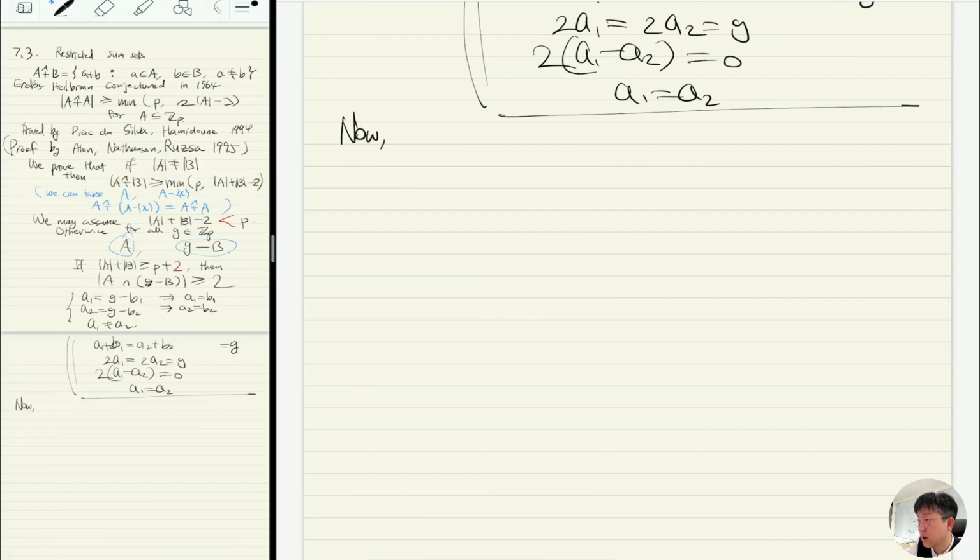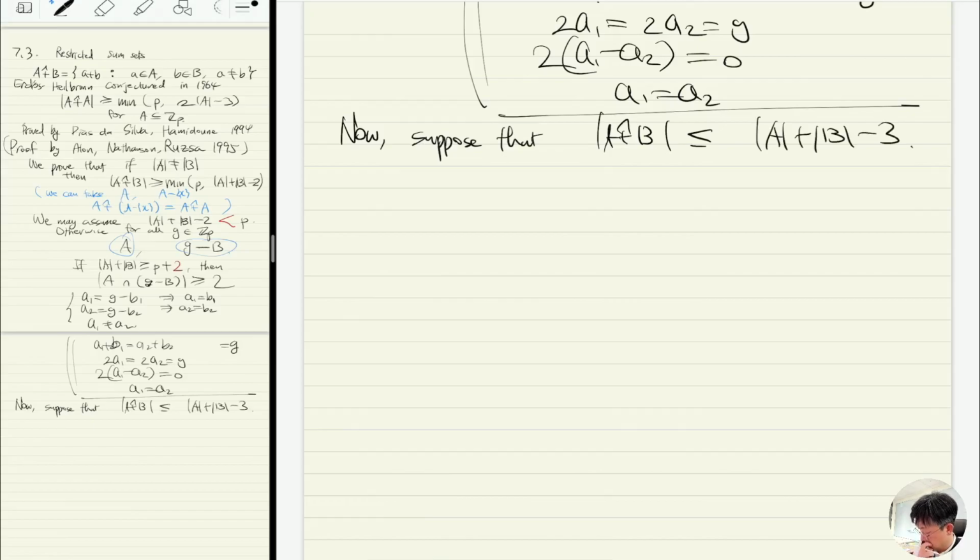Now, suppose that the size of A plus B is less than or equal to a plus b minus 3. Oh, by the way, what's the conclusion here? Did I say the conclusion? The conclusion is that these two things are the same.